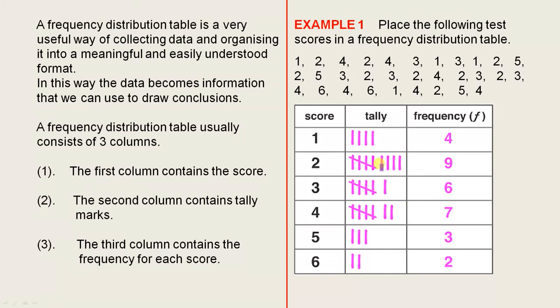One of the things we notice very quickly is that the mode, or the score with the highest frequency, is 2, because 2 occurs 9 times. So once you have the scores in a table like this, it's easy to make conclusions, and there's a very simple conclusion. The most popular score is 2, the least popular is 6, because that only occurs twice.